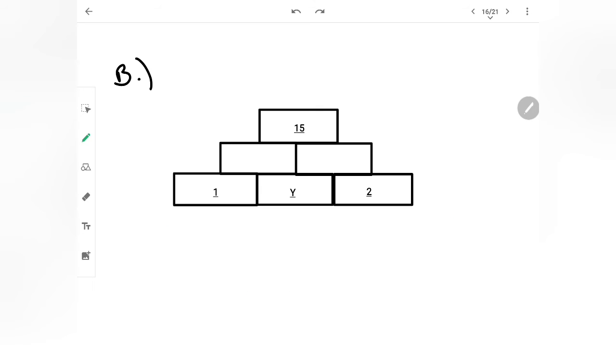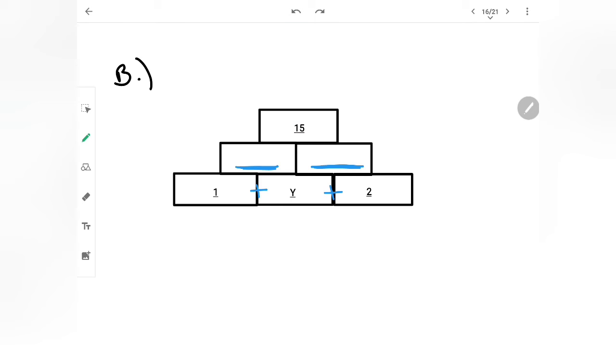Now moving on to the next question. You're welcome to pause this, go over it if you'd like. We know that we need to solve for this blank right here and this blank right here. We also know that 1 plus y is equivalent to the first blank. Y plus 2 is equivalent to the second blank, and 15 is our overall sum.